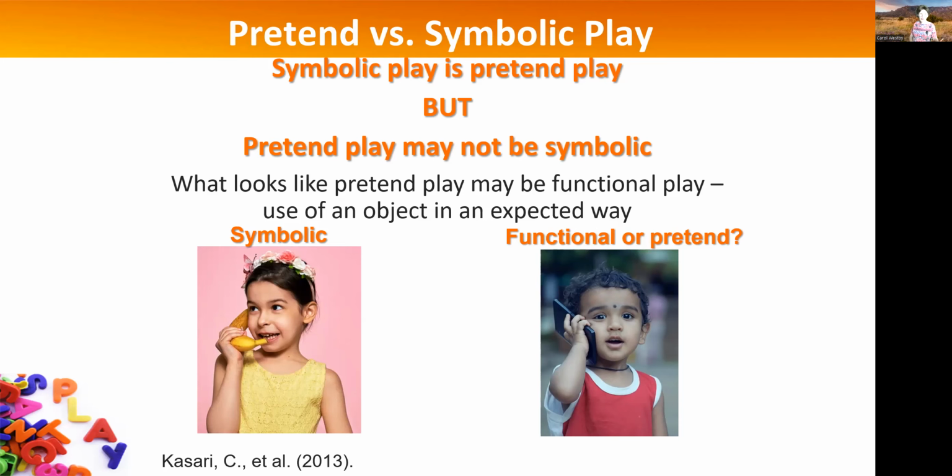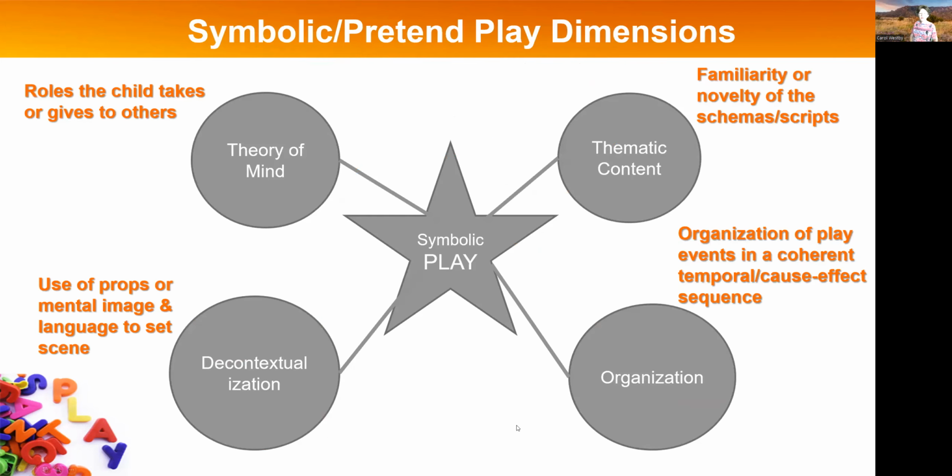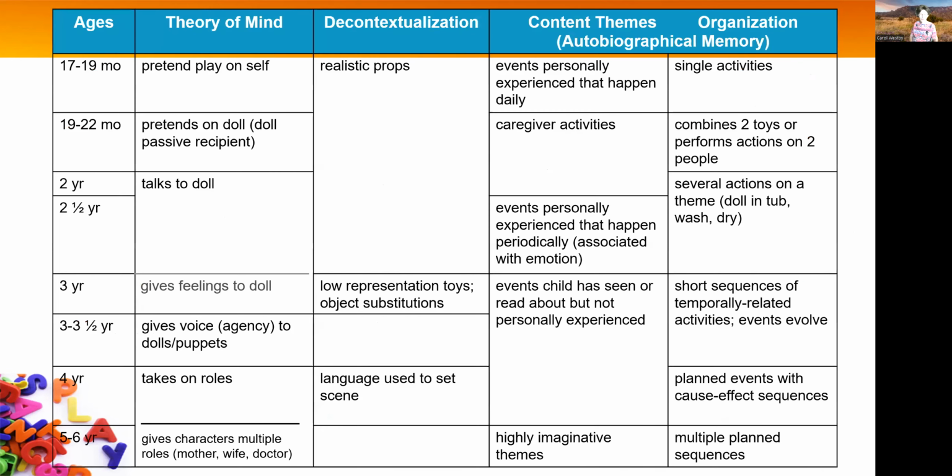Is the child really pretending unless they explicitly tell us they are? Now, symbolic play has 4 dimensions. There's theory of mind. What roles does the child take or give to others? There's use of props, or does the child use language to set the scene? There's the theme or the topic of the play, and then there's how organized the play is.